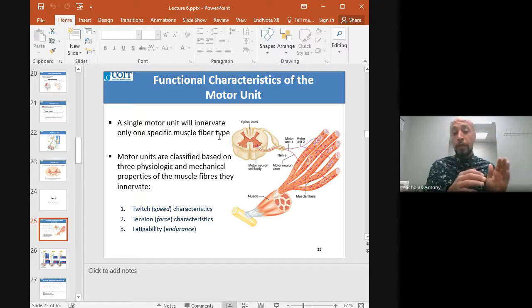So let's say you want to do plyometrics and you want to strengthen and improve the amount of fast twitch muscle fibers that you have. With the repetition of that type of contraction, your body is going to start transitioning certain fibers from slow twitch to fast twitch. The different types of characteristics for a muscle fiber can include twitch characteristics or speed of contraction, the force or tension ability, as well as fatigue ability.